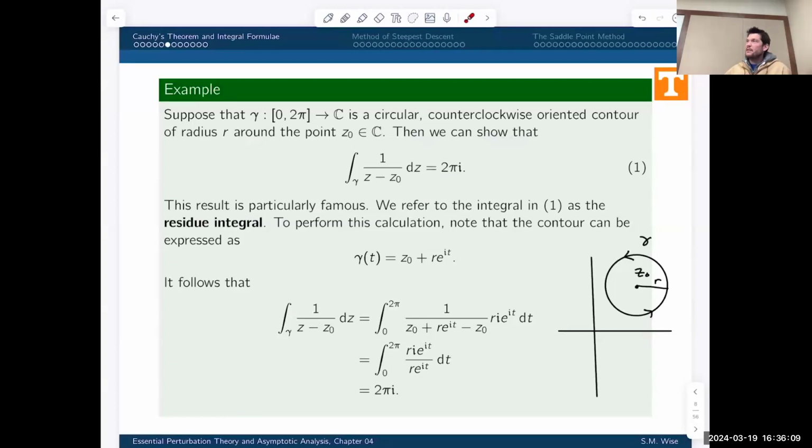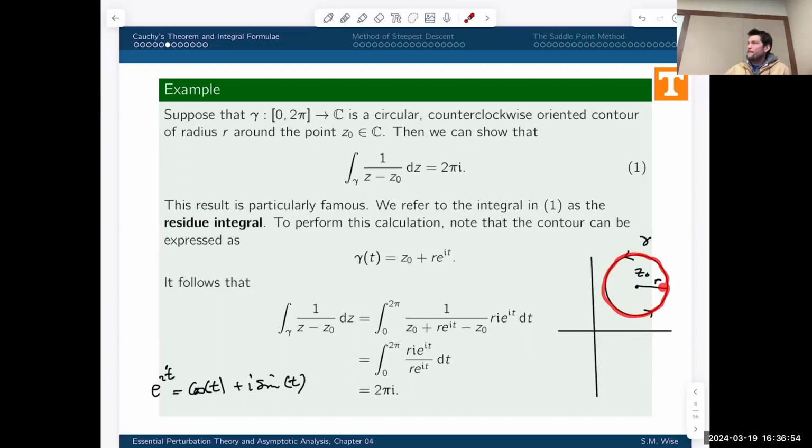To do this calculation, we need an analytic expression for the contour. And we can get it very simply as z0 plus r times e to the it, where t goes from 0 to 2 pi. Now, you've probably seen this expression before, e to the it, right? And you've seen Euler's formula, e to the it is equal to cosine t plus i sine t. If you follow this around, then this contour is going to start here and go around z naught and finish here as well.